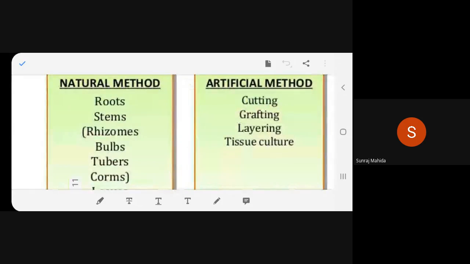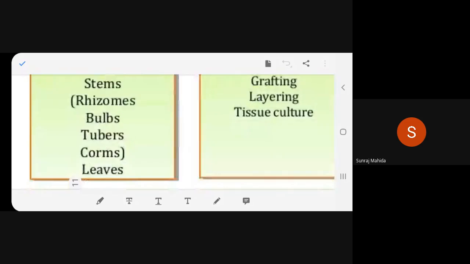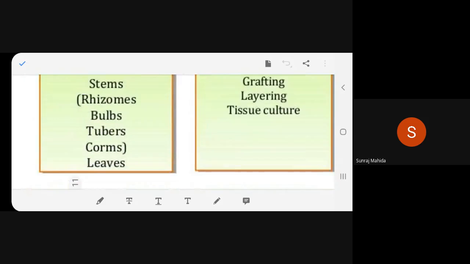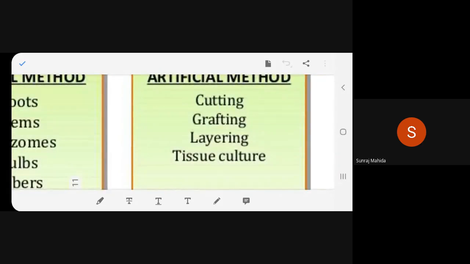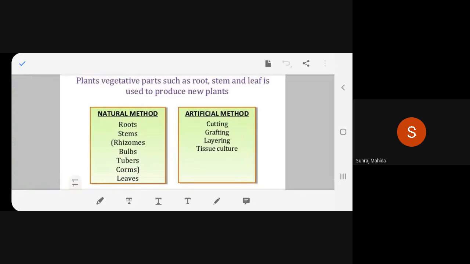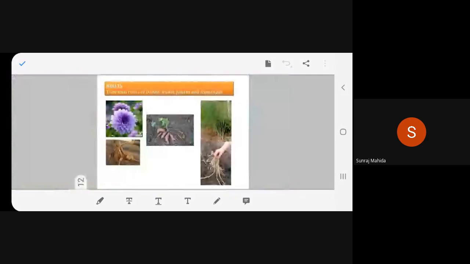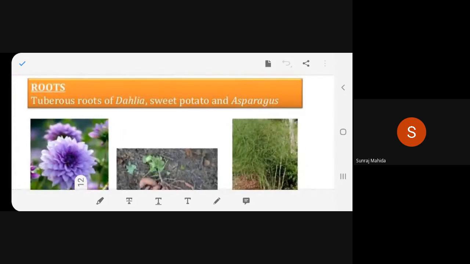Let's see what are the natural methods. Natural methods are roots, stems, rhizomes, bulbs, tubers, corms, leaves. In artificial methods, we have cutting, grafting, layering, or tissue culture, and we will see everything one by one. So first, we will take up the natural method.